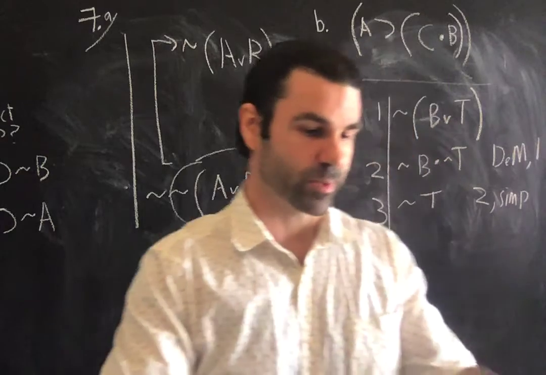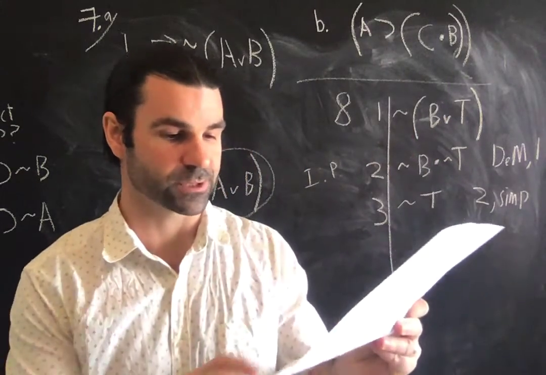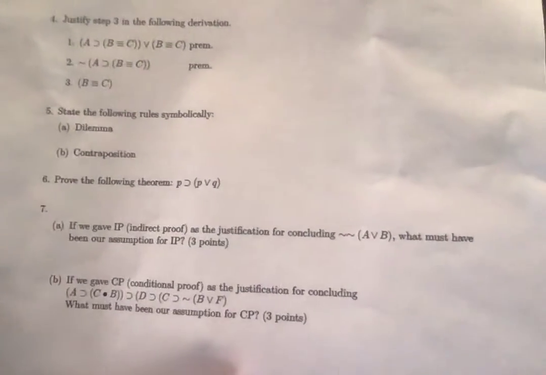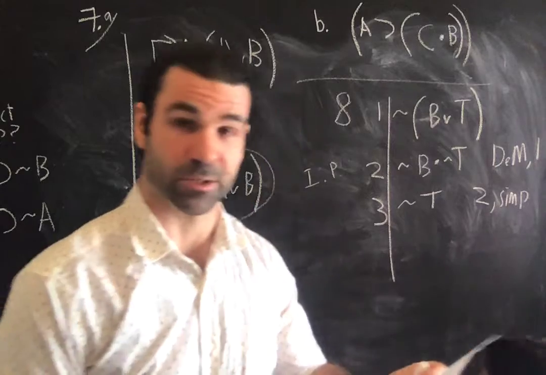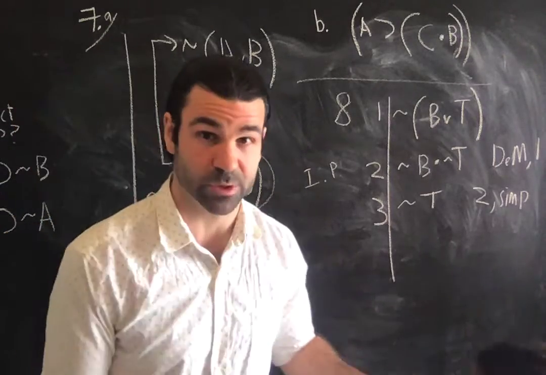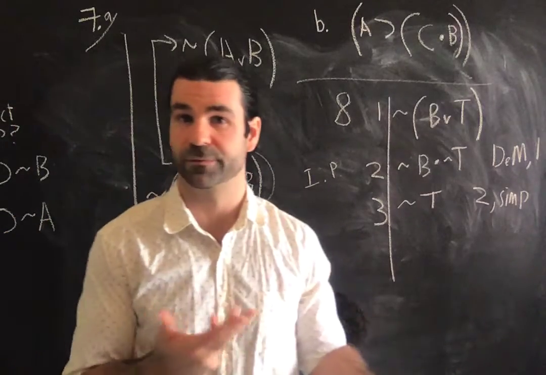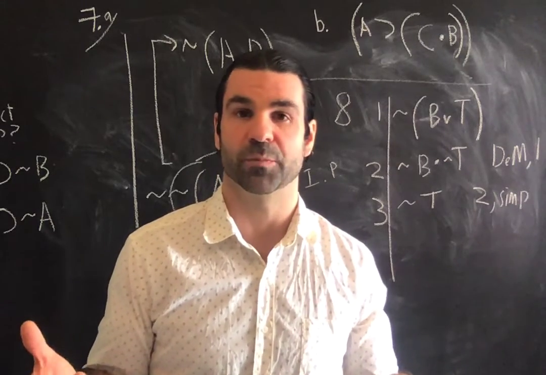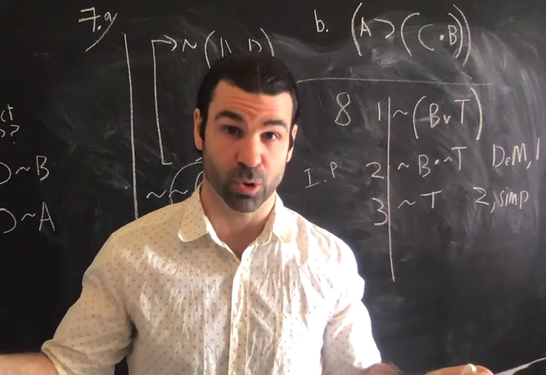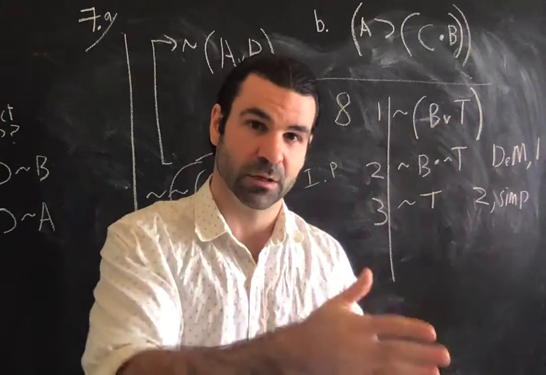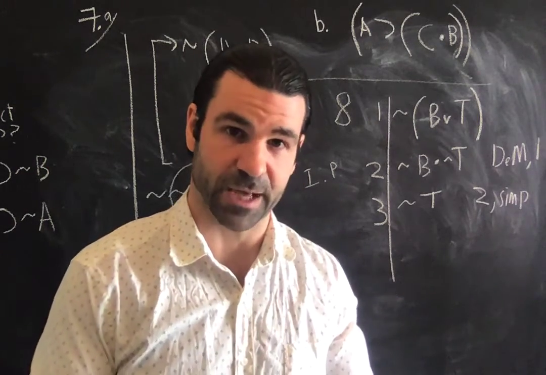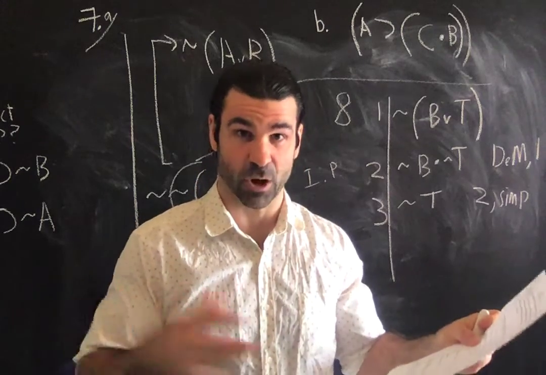7B, I've just given you the answer up here. If we gave conditional proof as the justification for concluding this thing, 7B there, what must have been our assumption for conditional proof? If you know how to do conditional proof, that's very easy, right? You just look at that formula, you ask, okay, it's got a bunch of hooks, which one is the major operator? And then what's to the left of that is the antecedent of that conditional, right?